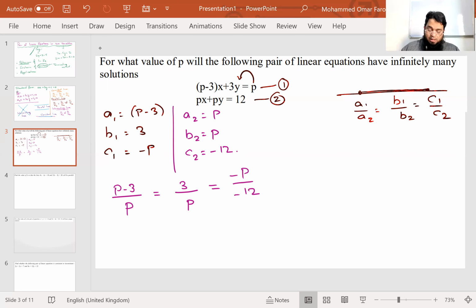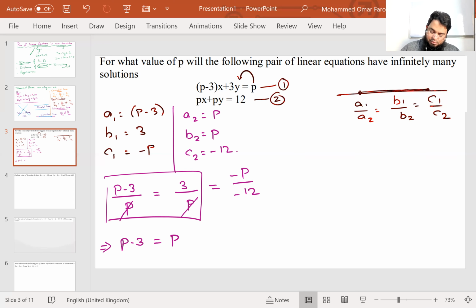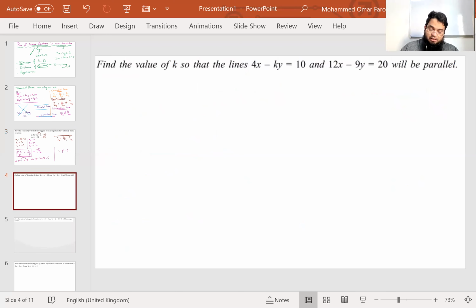So now you can equate these two things. When we equate, what happens? P and P get cancelled. So P minus 3 equals 3. When you transpose minus 3 to the right hand side, P equals 3 plus 3, that is equal to 6. Therefore P is equal to 6. I hope you understand. So let us go to the next one.